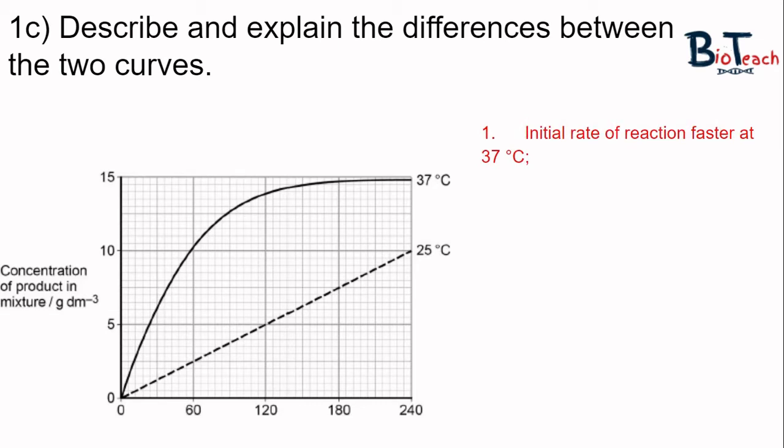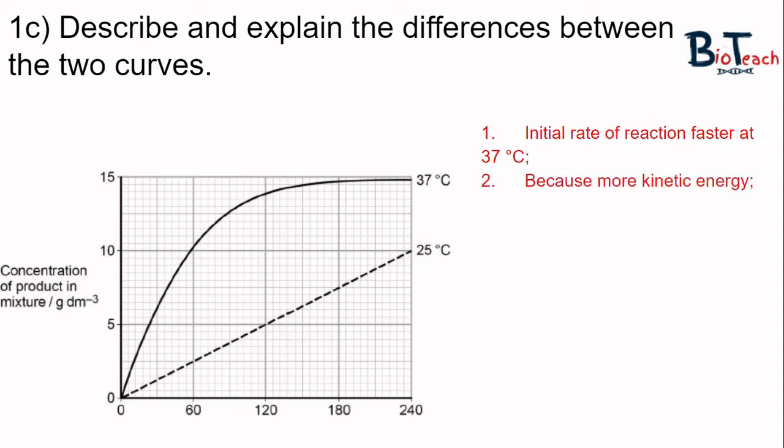So we just need to pick one of the temperatures. So for the mark scheme here, they've looked at 37 degrees. So in order to describe what's happening at 37 degrees, you could split it up into two different parts. So the first mark goes for the initial rate of reaction that's faster at 37. You can see the gradient of that graph is steeper, therefore the reaction is faster.